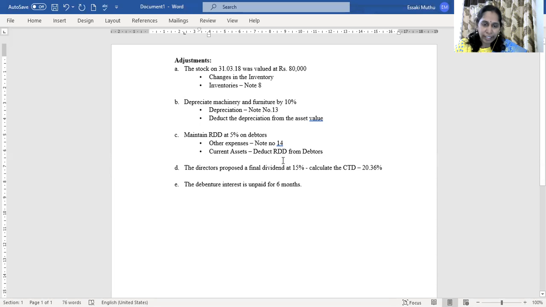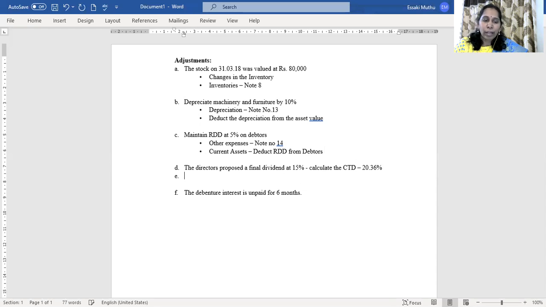Director proposed a final dividend and they have given CDT also. Okay, director proposed the final dividend means they are going to propose and they are going to give. Still they have not given. They have decided to propose. They have decided to give this much amount of dividend.